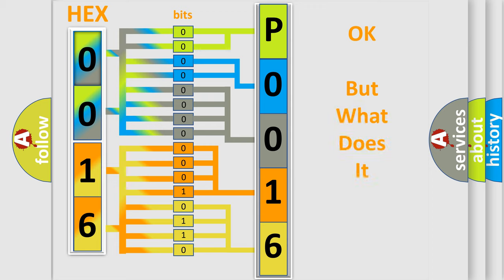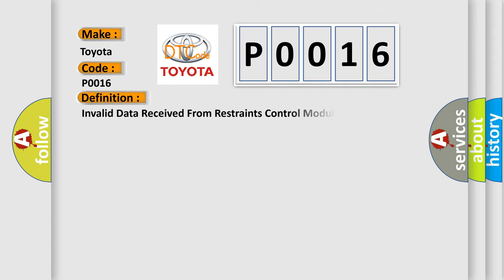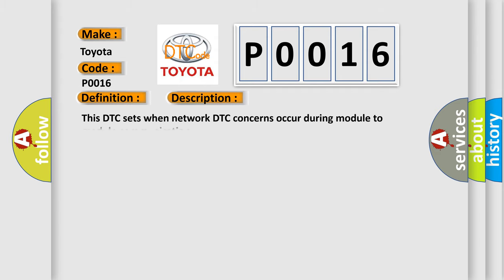The number itself does not make sense to us if we cannot assign information about what it actually expresses. So, what does the diagnostic trouble code P0016 interpret specifically for Toyota car manufacturers? The basic definition is invalid data received from restraints control module. And now this is a short description of this DTC code. This DTC sets when network DTC concerns occur during module-to-module communication.